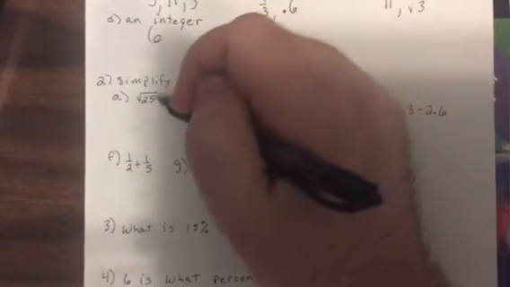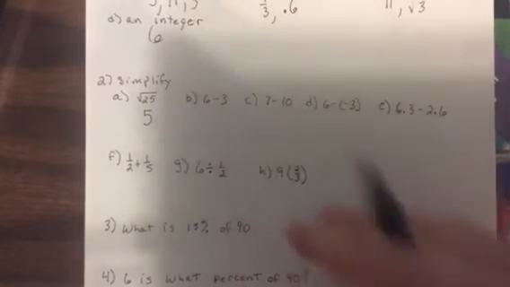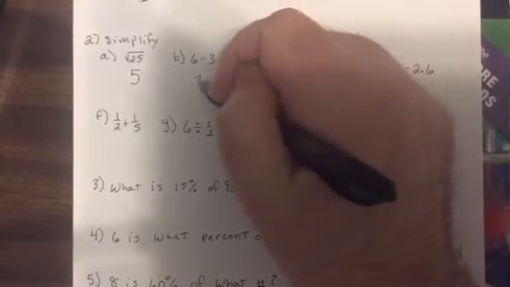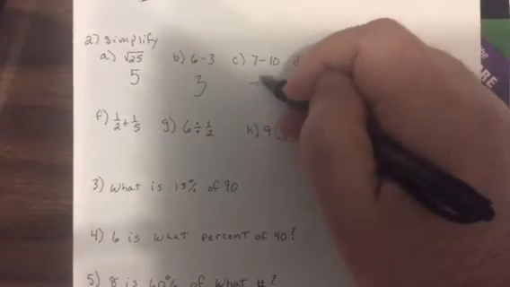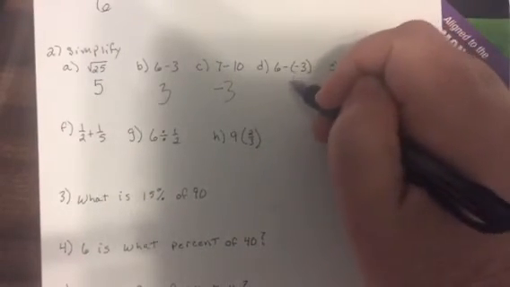2. What do you square to get 25? That's 5. If you don't know square roots too well, don't worry about it right now. 6 minus 3 is 3. 7 minus 10 is negative 3. Minus and minus is a plus, so 6 plus 3 is 9. Quick.